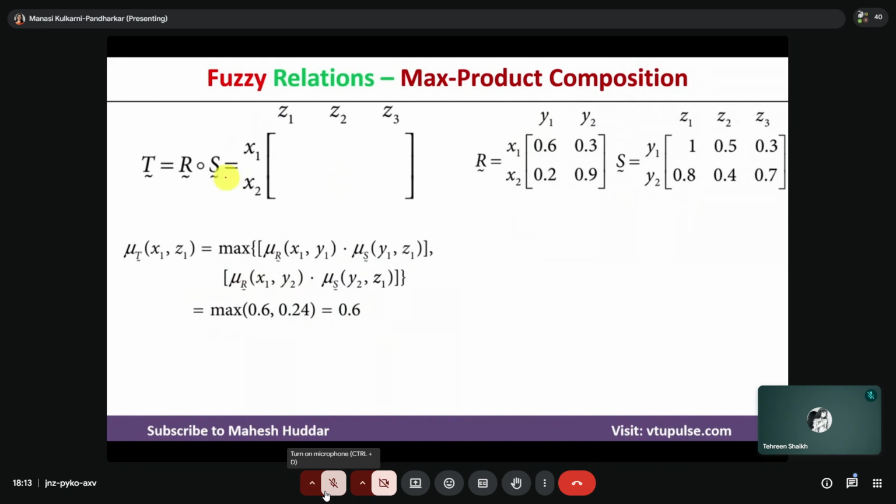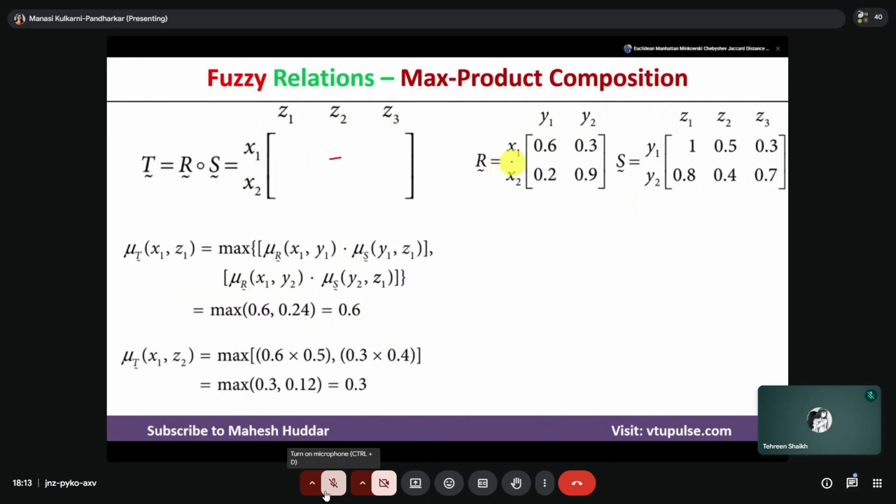Now we will try to calculate the membership value at x1 z2 here. That is, we need to start at x1 and then end at z2. So we will start at x1, we will go up to y1. You have to write it down like this, always. So what is x1 y1? 0.6, and y1 z2 is 0.5, comma, 0.3 into 0.4. Am I right? So take the multiplication and get the maximum out of this. Are you getting my point, all of you?